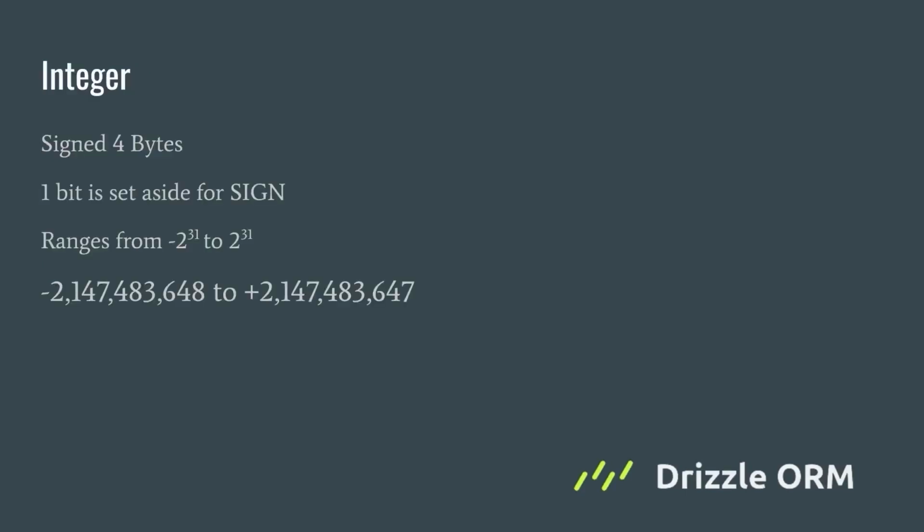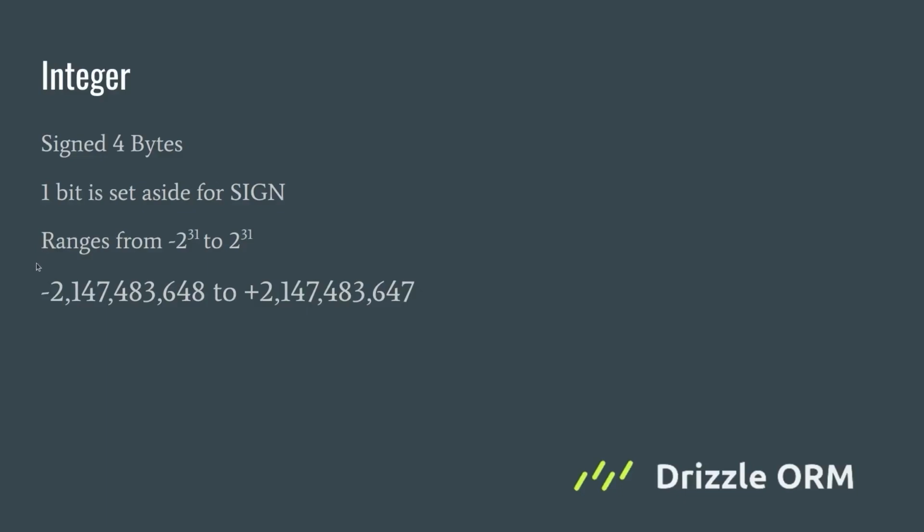The first integer type is the integer itself. It is a signed 4 bytes number. And 4 bytes means that each integer number takes 32 bits. One of these 32 bits is set aside for the sign, which determines the sign of the number. That can be negative or positive. So there will be 31 bits left.